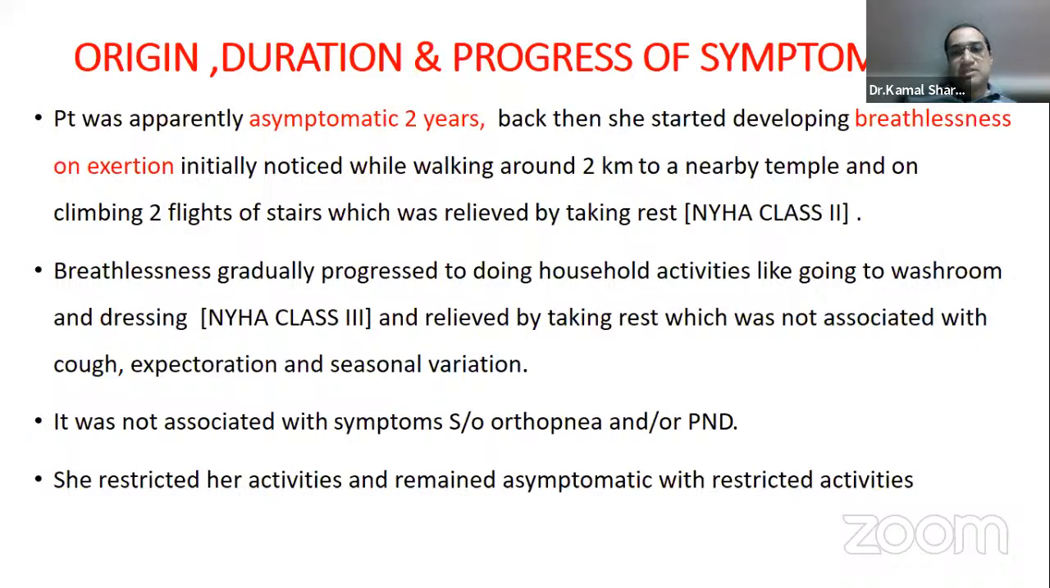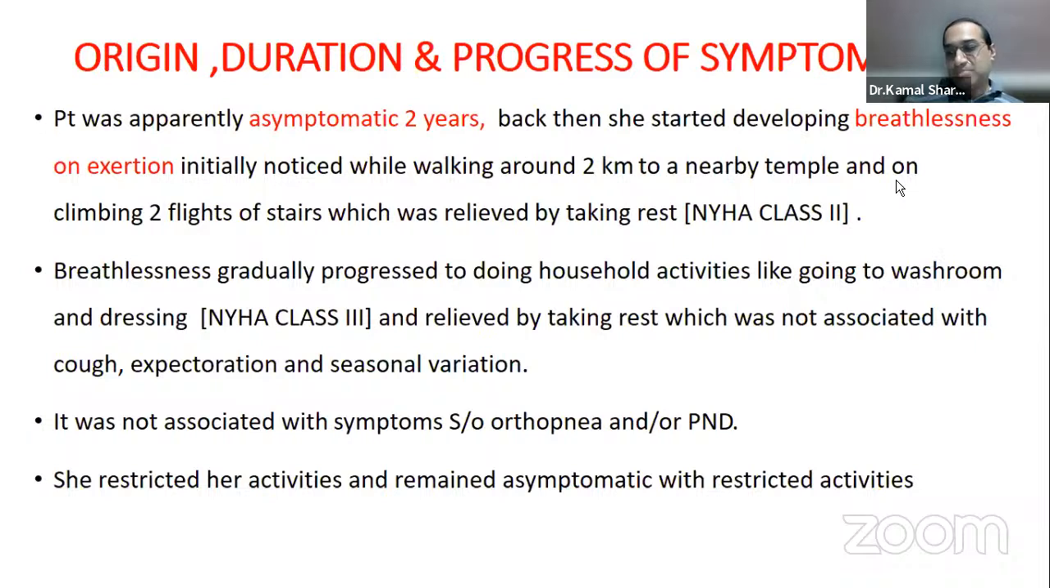Breathlessness then gradually progressed to doing household activities like going to the washroom, dressing or undressing herself, which is class 3, and relieved by taking rest, which was not associated with cough, expectoration or seasonal variation, to differentiate it from respiratory etiology. You can also mention whether the patient had or did not have associated orthopnea or PND. Typically, HOCM does not present with PND. So can you text me and let me know why these patients don't present with PND?